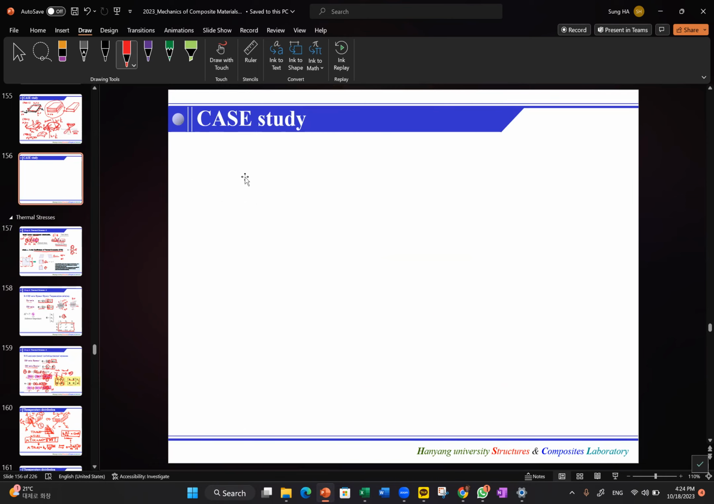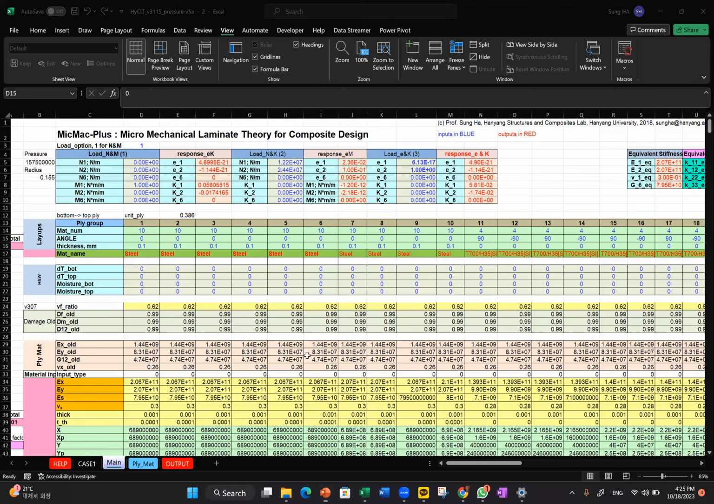Another case is that we have a steel. Okay, we have a steel. This is a steel. And second ply, now we have an aluminum. Okay, this is the aluminum. This is the second case. And then let's apply this load, N1. Okay, this is another case study. Let's consider this one before going to composites.